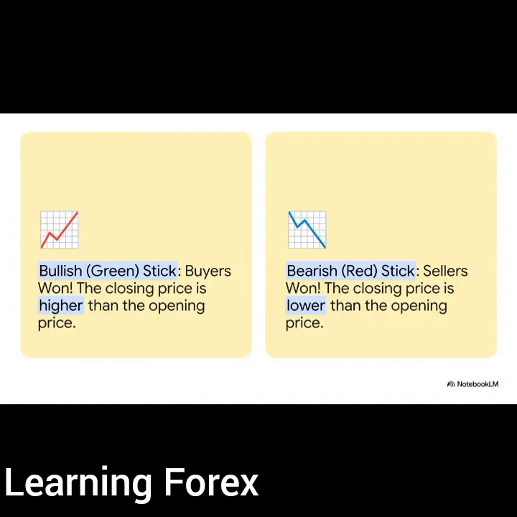The color tells you exactly who won that round. If a stick is green, the buyers, the bulls, won by pushing the price up. And if it's red, well, the sellers, the bears, won by pulling the price down. It's really that simple. Green for the bulls, red for the bears.